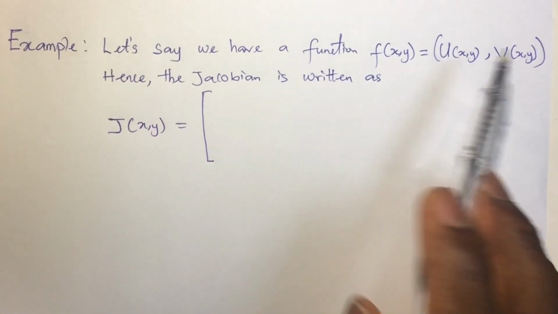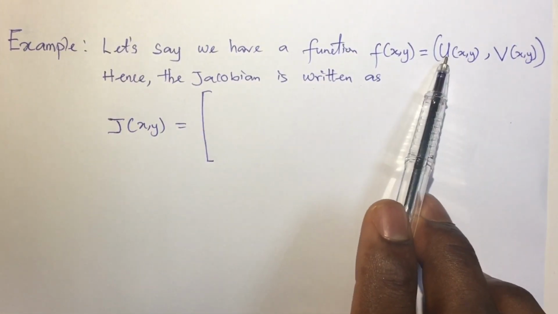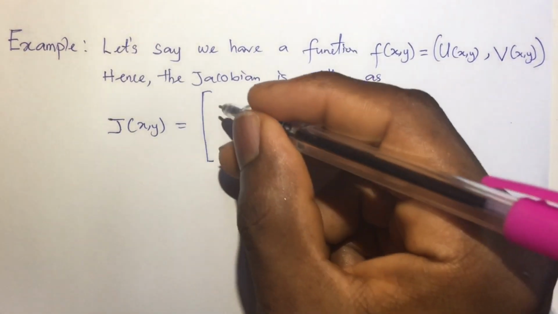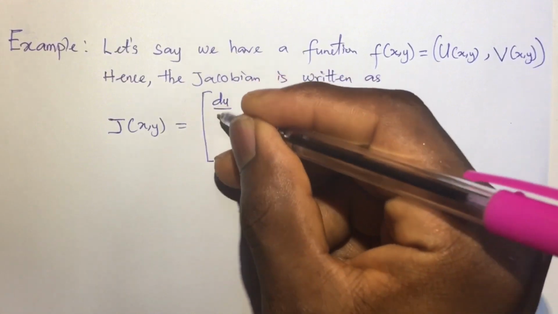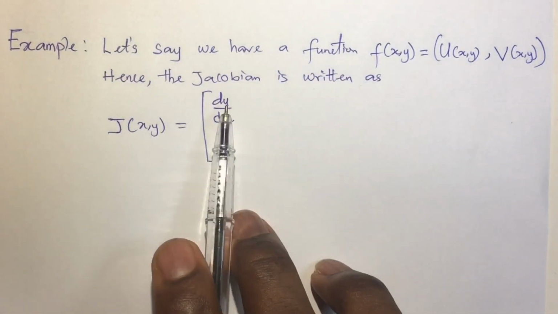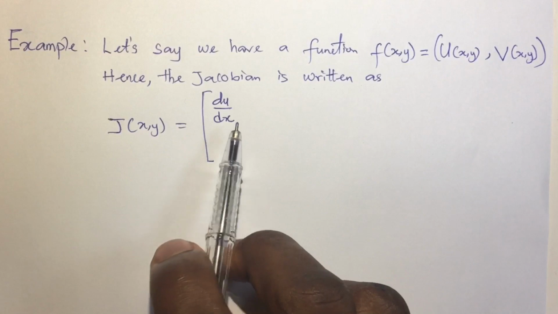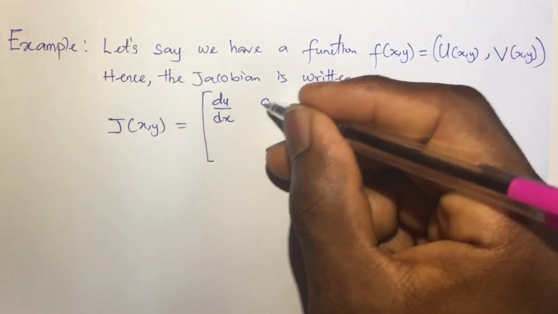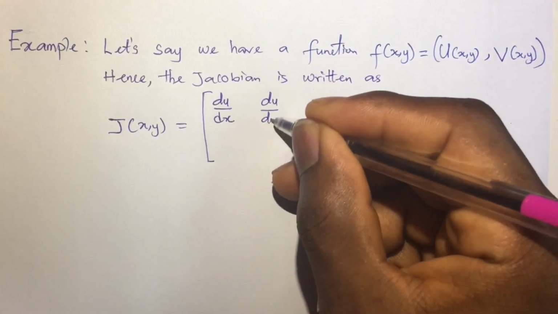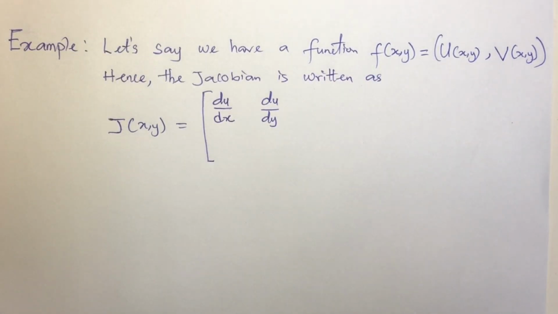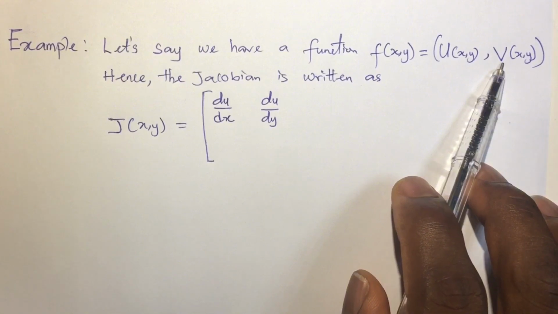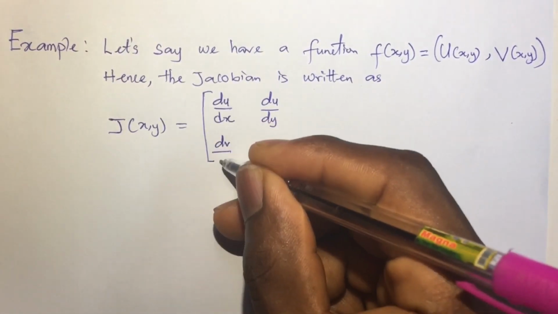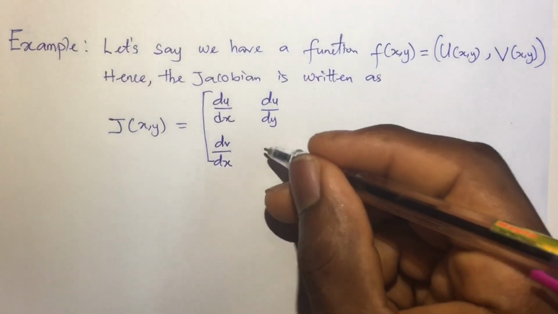now like I said before, you look for the differential of the first function with respect to the first variable. So you have ∂u over ∂x. Still on the same first function, you look for the differential of that same first function over the second variable, which is ∂u over ∂y. Now down to the second function, we have ∂v over ∂x and ∂v over ∂y.